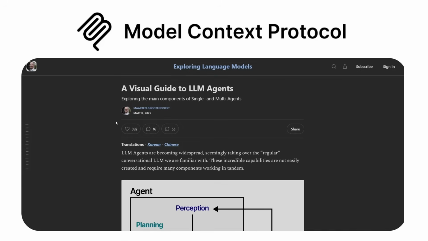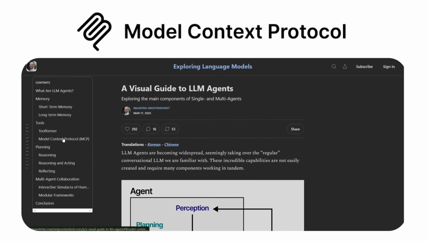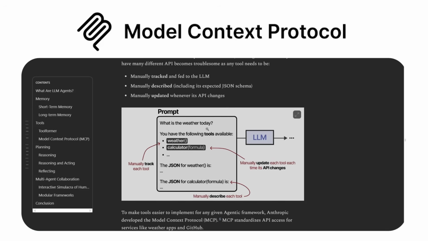These three problems were neatly summarized in this great blog post by Martin Grutendorst. Everything we've described so far all boils down to this workflow right here. We have a system prompt that is fed to the model. In here we must manually track every single tool, fully describe it, and update it whenever the API changes.